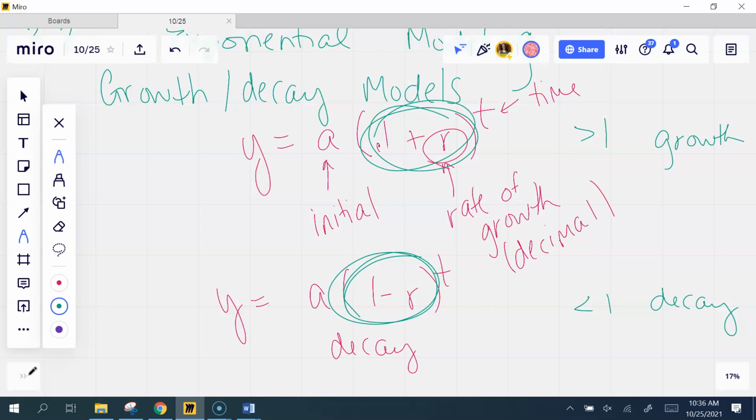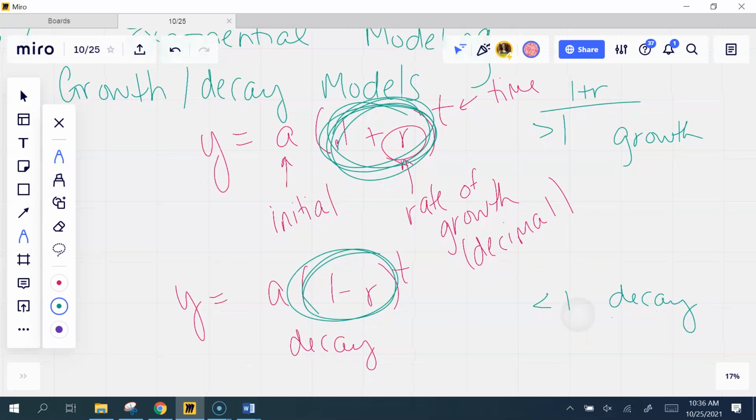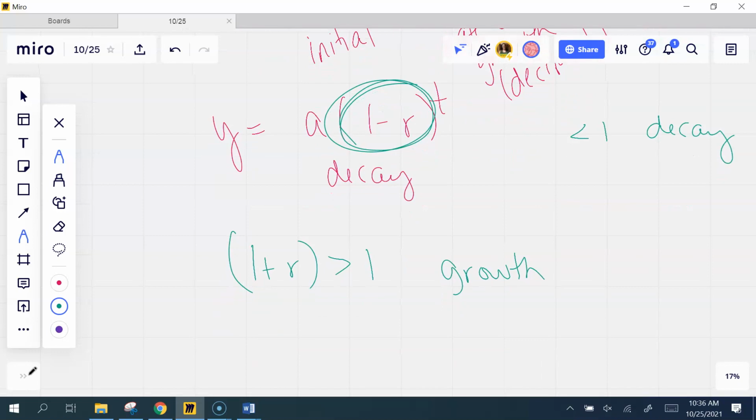Everybody okay? When 1 plus r is greater than 1, it's growth. And when 1 plus r is less than one, it's decay. What are y'all talking about? Oh, I gotcha. That would be the other way, saying if one was greater or smaller, but we're comparing the one plus r. Yes, that's exactly right.